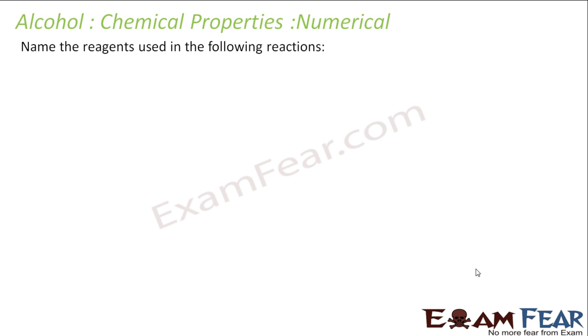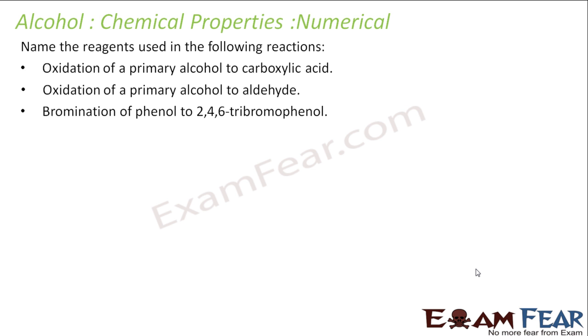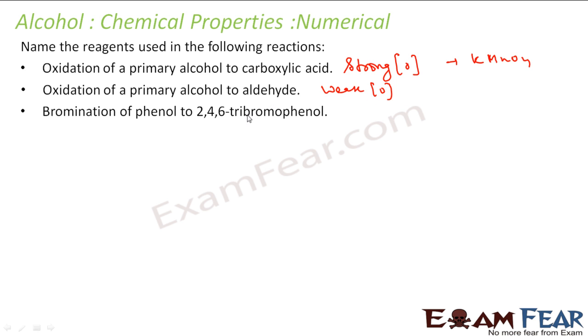We have to tell the name of the reagents used in these reactions. Primary alcohol to carboxylic acid, directly from alcohol to carboxylic acid, means a very strong reagent is required. So I need a strong oxidant. I can use KMnO4. Alcohol to aldehyde, a weak oxidant is required, right? Because primary alcohol goes to aldehyde, then acid. So only one step. So I can use PCC, pyridinium chlorochromate.